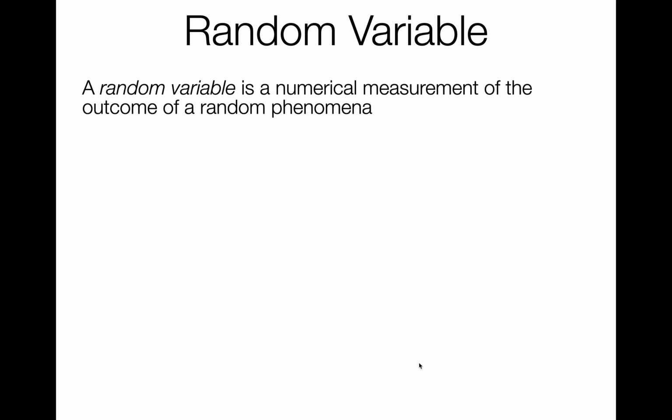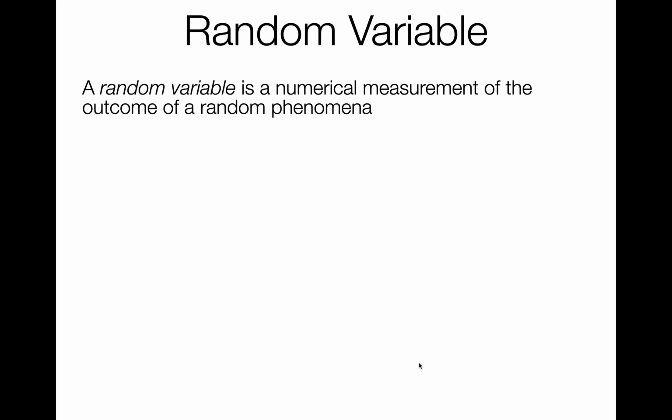So in order to talk about probability distributions, I need to define a new term to us that's going to take what we did in the last chapter and flip it ever so slightly. And that term is a random variable. So a random variable is a numeric measurement of the outcome of a random phenomena.